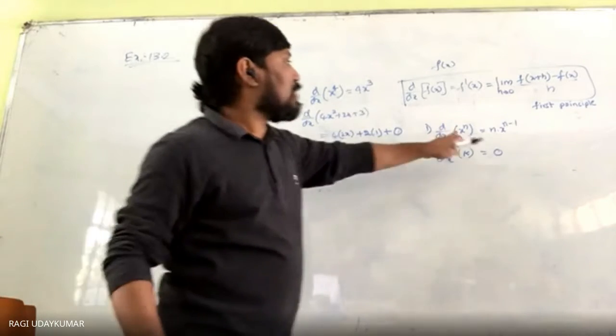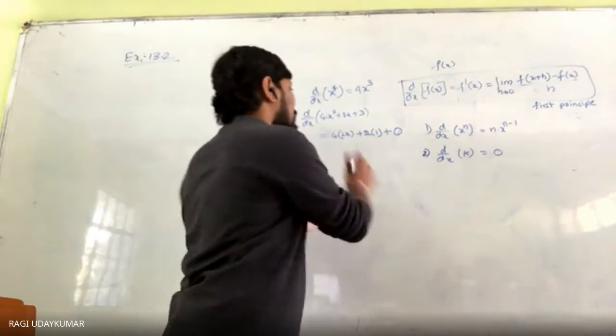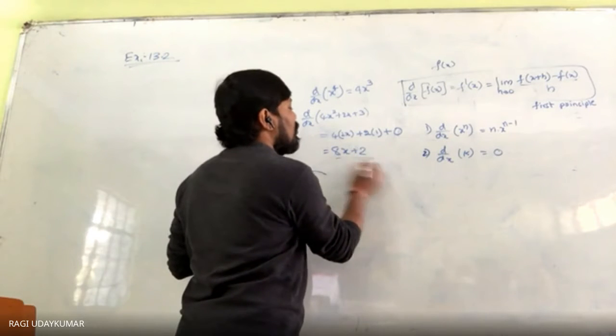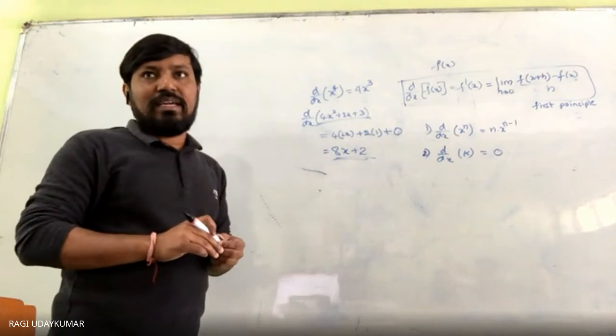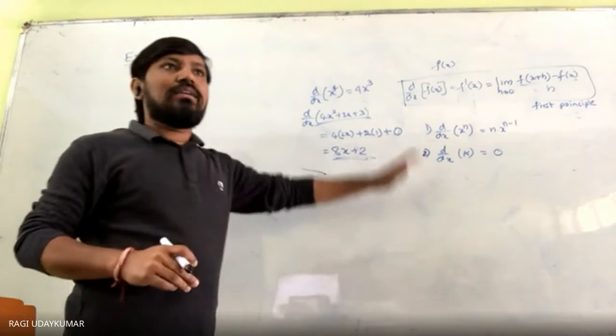So the derivative of x to the power of n is n x to the power of n minus 1. If you simplify this, the derivative will come to 8x plus 2. These are useful to you, the math students, whenever you are taking them. So keep these formulas in your mind.